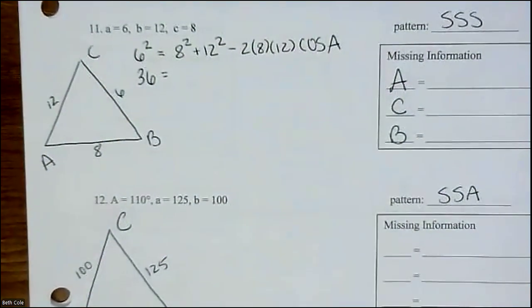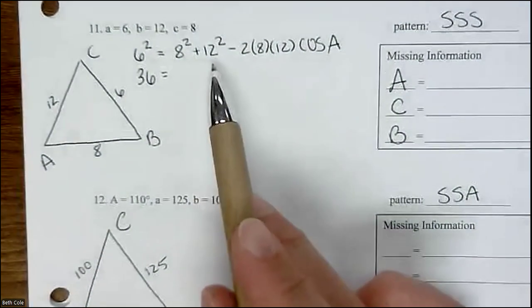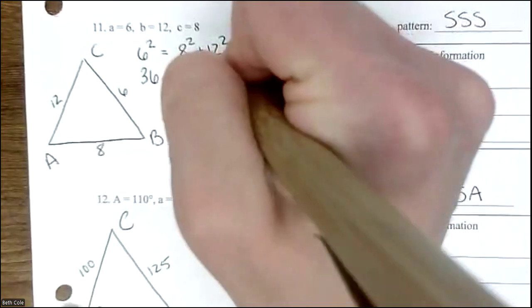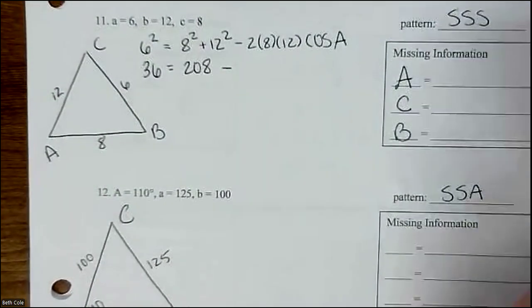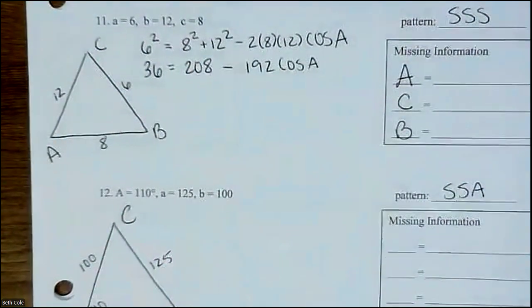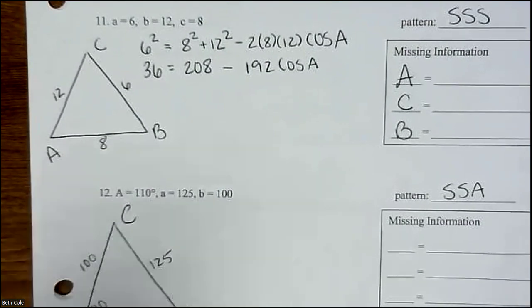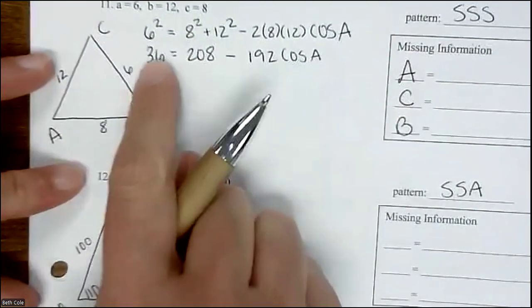All right, so this will be 36 equals 8 squared is 64 plus 144. That gives you 208. I just typed it in the calculator real quick. Minus 2 times 8 times 12 is 192. Again, I just typed it in the calculator real quick. Now, you can't subtract those together. This one has a cosine and this one doesn't. So what do you do instead?